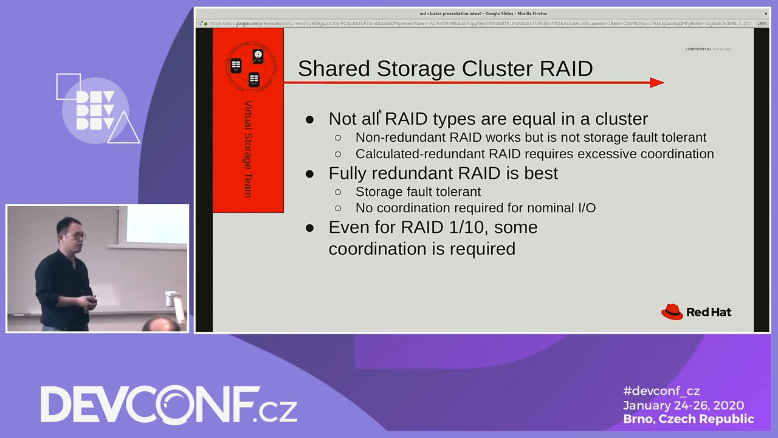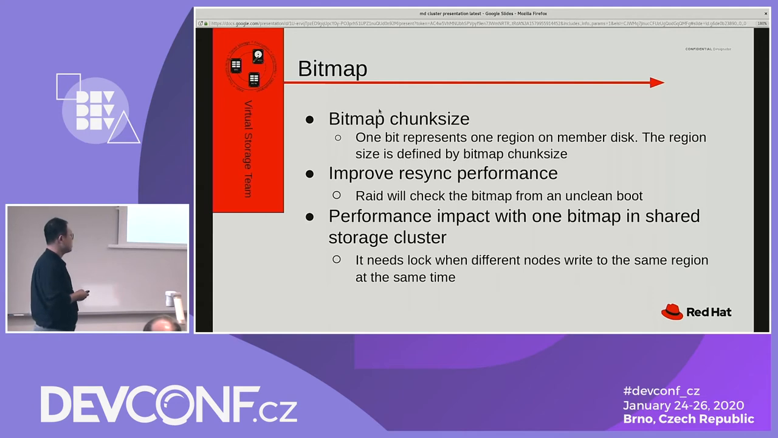If RAID 1 is used as the shared storage in a cluster environment, it can work well as long as all hardware is working correctly. But it has problems when some hardware fails. The problem is the bitmap. In the MD bitmap, one bit represents a device region on the member disk. When a write request writes to this region, the corresponding bit is set, and it is cleared after the data is stored on the member disks.